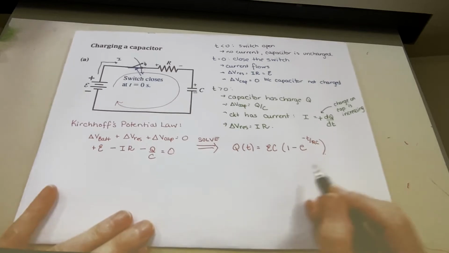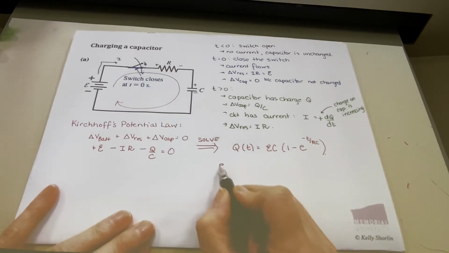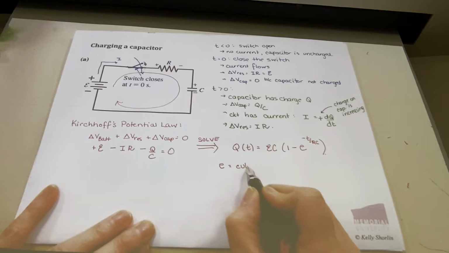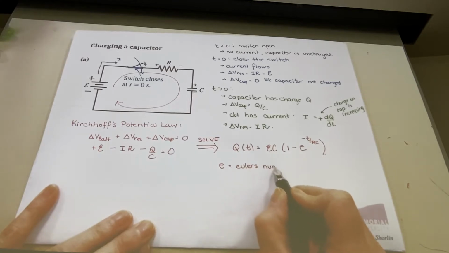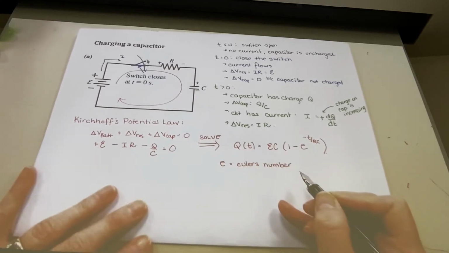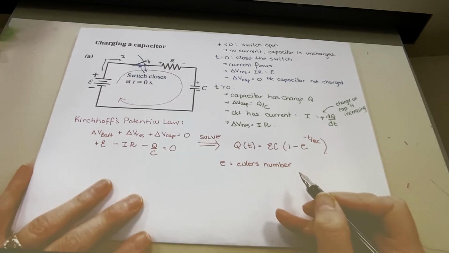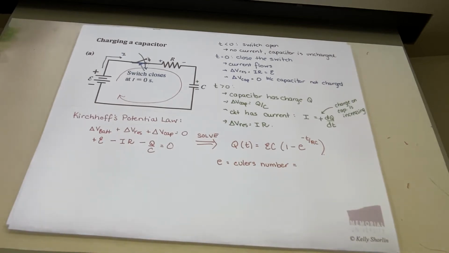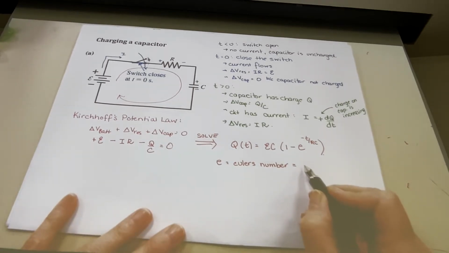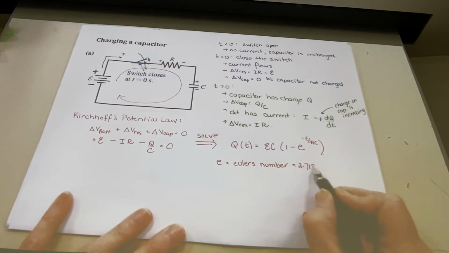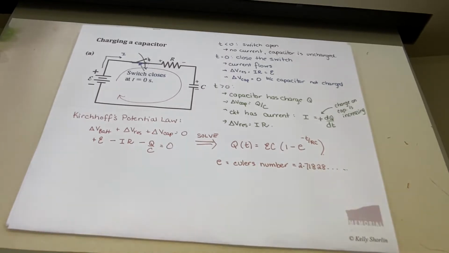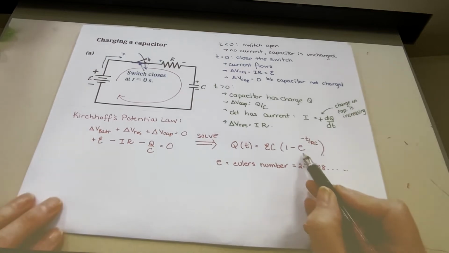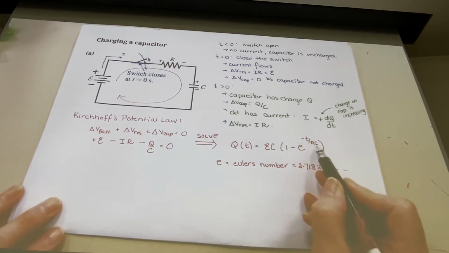So the details in this equation, first of all, this symbol e, that's Euler's number. How many people know Euler's number? Some, a solid few. Euler's number is one of those special numbers like pi. This one has a value of 2.71828, and it never ends, just like pi never ends. So it's this number to the power of negative t over R times C.